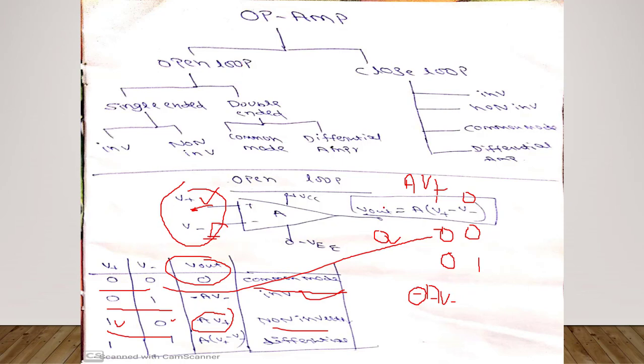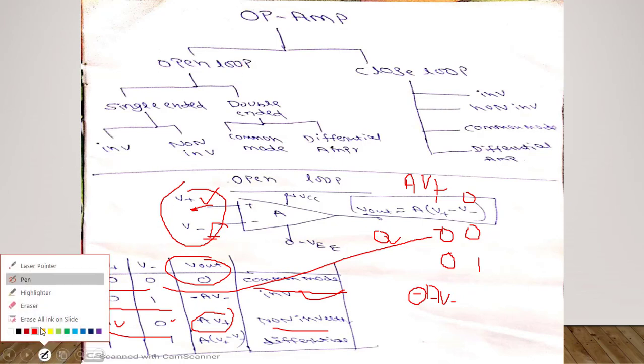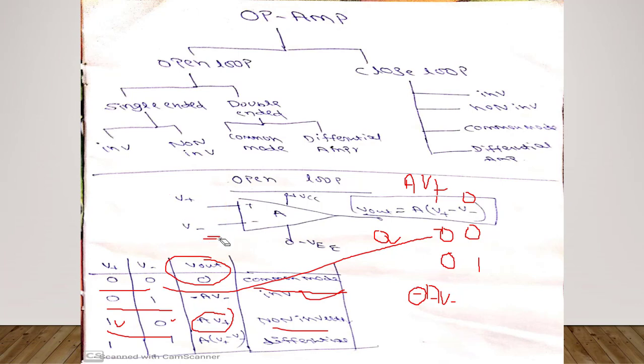What is actually the inverting diagram? Anyone? How to draw the inverting diagram here? Inverting diagram means we have to change it so that V plus is 0. Yes or no? 0 is nothing but ground, and here I am giving some voltage V. So it is called the inverting amplifier circuit diagram.